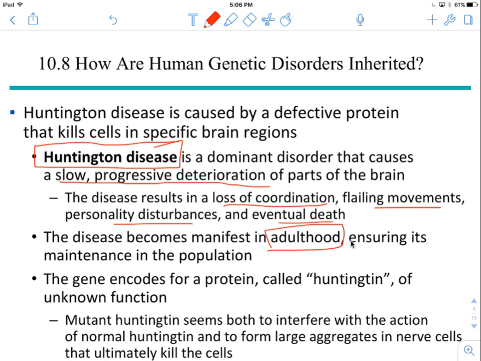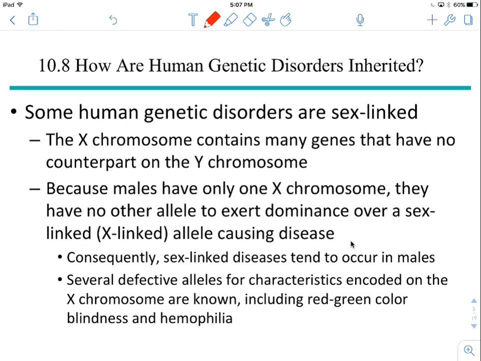But basically that allows you long enough to reproduce before it kicks in, and this is how it continues to exist in the population. The gene codes for a protein called huntingtin, and we don't really know what huntingtin does, but it does seem to do the interference pattern. It interferes with the normal huntingtin and forms large aggregates in nerve cells that kill the nerve cells. Okay. All right, so that's our dominant disorders, and now we're going to look at some sex-linked genetic disorders.